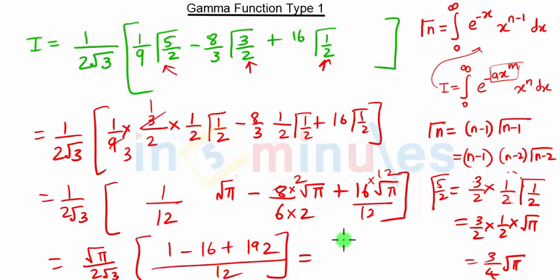So if we solve this, we get root pi upon 2 root 3. This value turns out to be 177 upon 12. So this is our final value of the given problem, and this is how we solve the problem on gamma function.